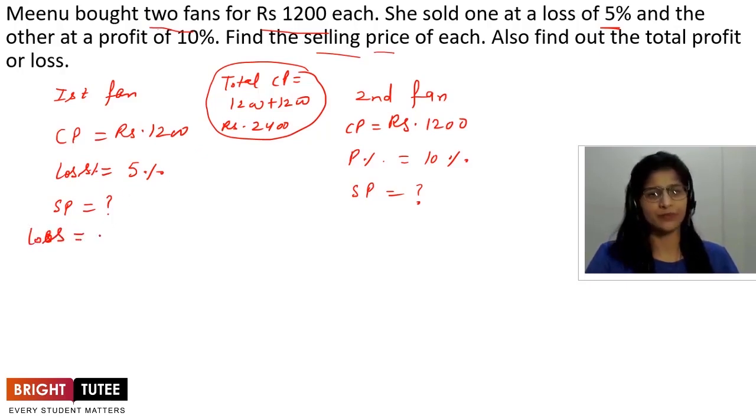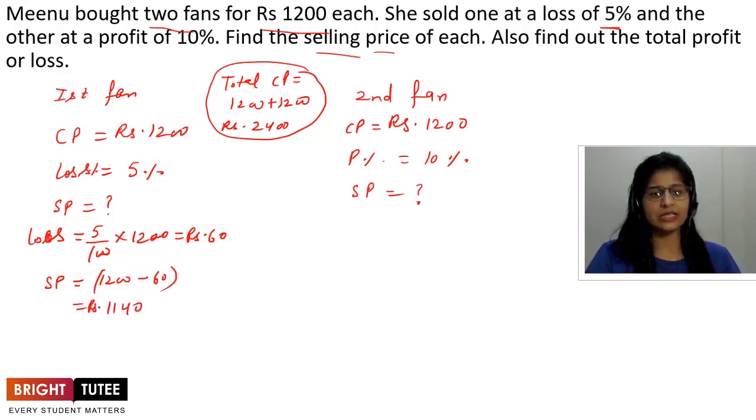So let's calculate the loss. Loss is always on CP. Profit is always on CP. So 5% of 1200, we will calculate the loss. We get rupees 60. So rupees 60 is the loss. So what is the selling price? That means we are at a loss of 60. Selling price is 1200 minus 60. This gives us rupees 1140. So this is the selling price for the first fan.